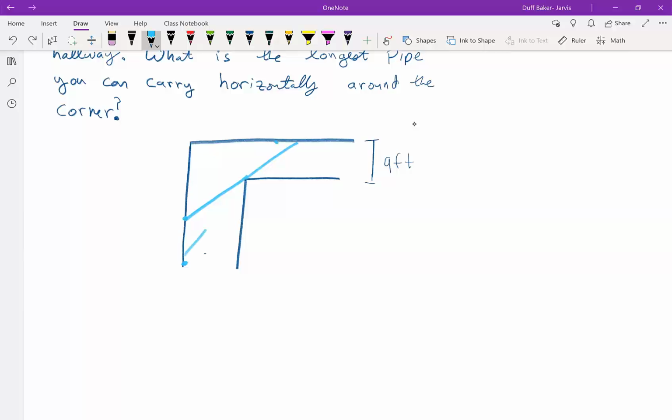So for each length of pipe, there's going to be a place that it touches both walls, right? And if you wanted to make it around the corner all the way, it has to pass through all angles. And so we're asking, as you move this pipe inward, what's the shortest length of all these blue lines, right? Because that's the smallest, like the worst place.